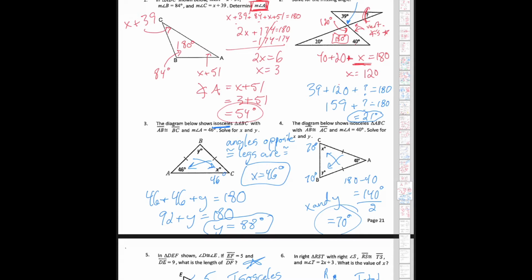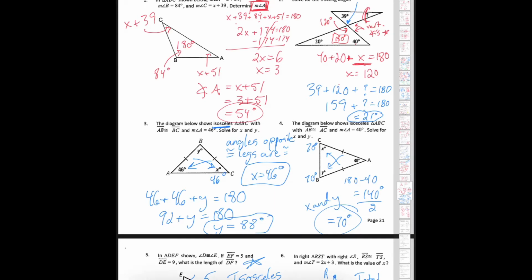Okay, so now we're on to some practice problems of relating triangles and their angles to algebraic expressions. So we need to make connections between the specific types of triangles we just looked at. So for number 1, we're given angle measurements, x plus 51, 84, and x plus 39. And we need to determine angle A. So what are we going to do here?